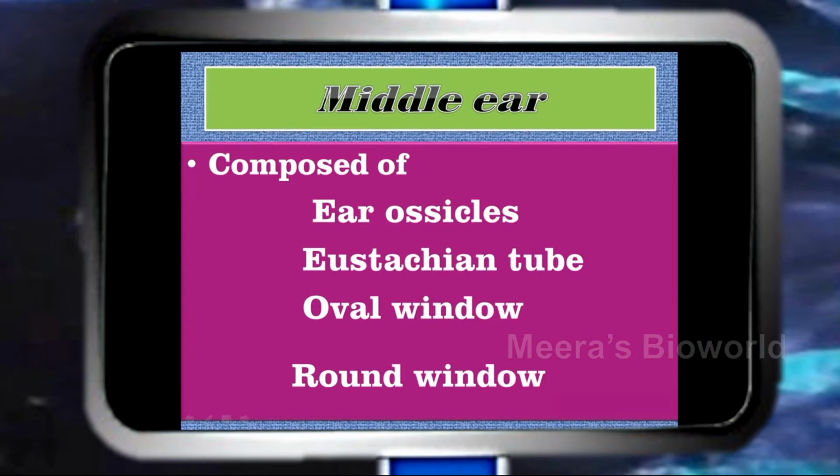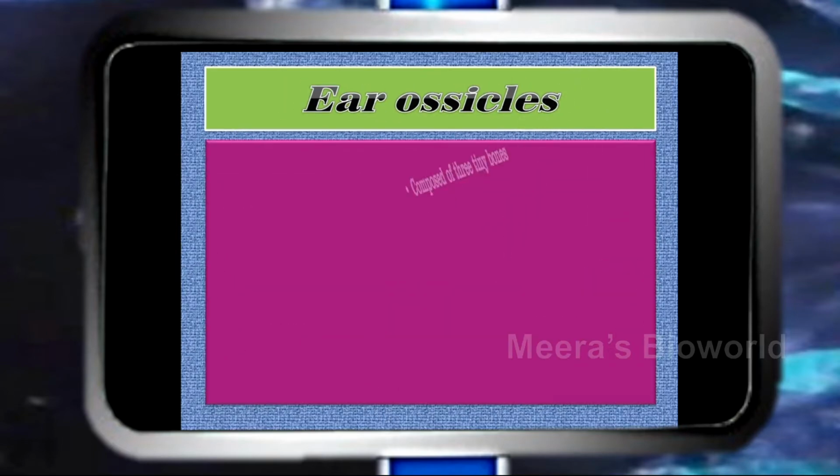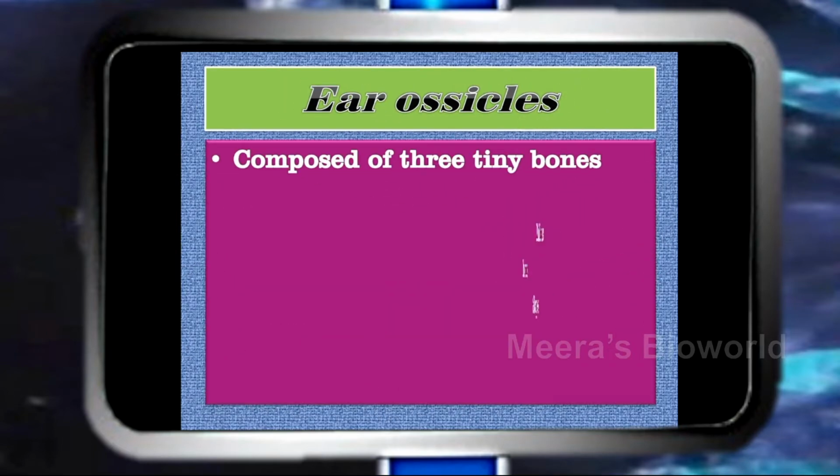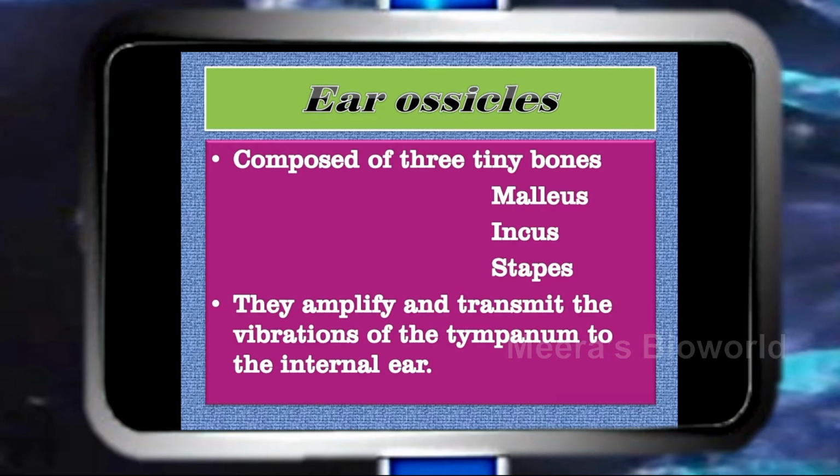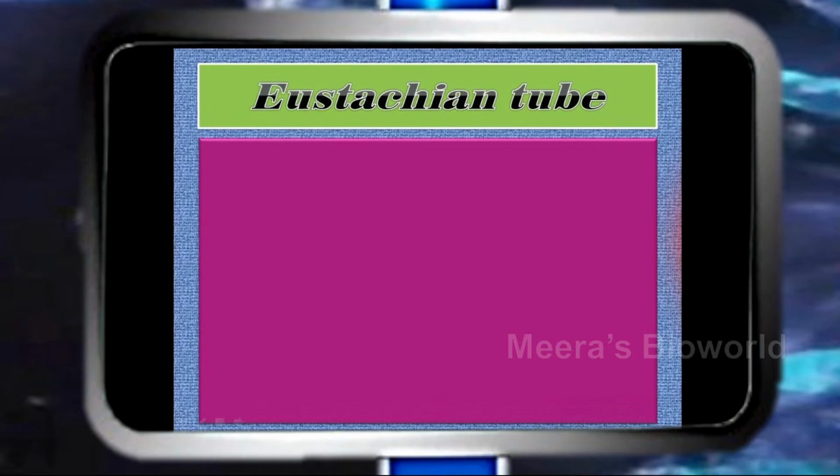Let's move to the next part of our ear, middle ear. Middle ear is composed of ear ossicles, eustachian tube, oval window and round window. Ear ossicles is composed of three tiny bones: malleus, incus and stapes. They amplify and transmit the vibrations of the tympanum to the internal ear.